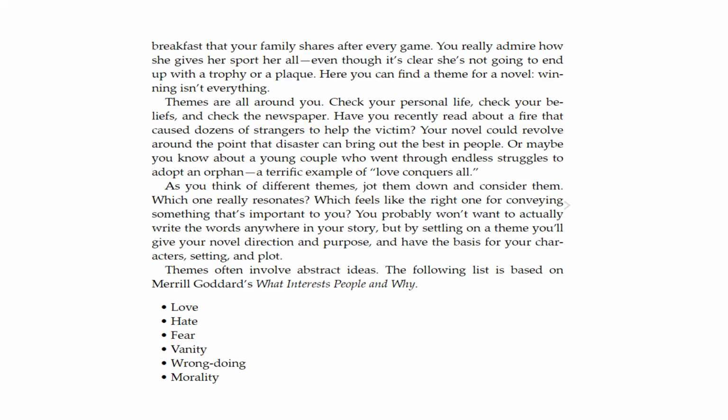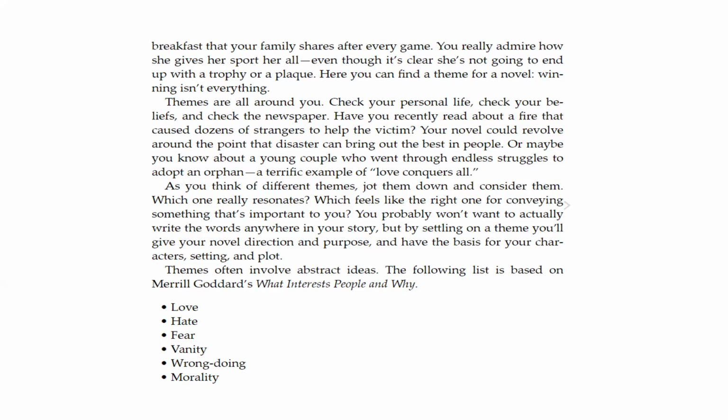Check your personal life. Check your beliefs. Check the newspaper, even if you have to do that online. Have you recently read about a fire that caused dozens of strangers to help the victim? Your novel could revolve around the point that disaster can bring out the best in people. Like all the people who helped and some people that gave their lives trying to help on 9/11, right? That was the best in people from all backgrounds. Or maybe you know about a young couple who went through endless struggles to adopt an orphan. A terrific example of love conquers all. They love this baby that was not even theirs. Beautiful story.